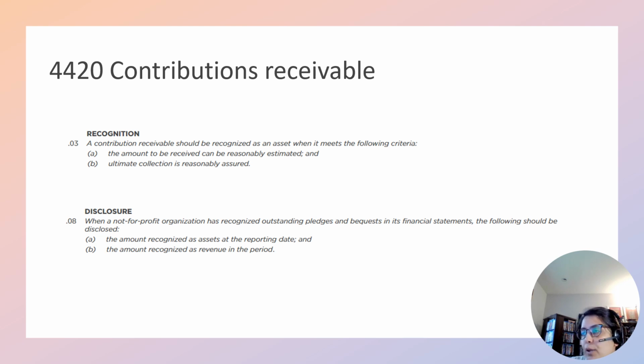And section 4420, contributions receivable. In the recognition, a contribution receivable means the company has not received it yet. It should be recognized as an asset when it meets both of the following criteria: the amount to be received can be reasonably estimated, and ultimate collection is reasonably assured. By reasonably assured, I mean they should be ensured that this amount is going to be received.